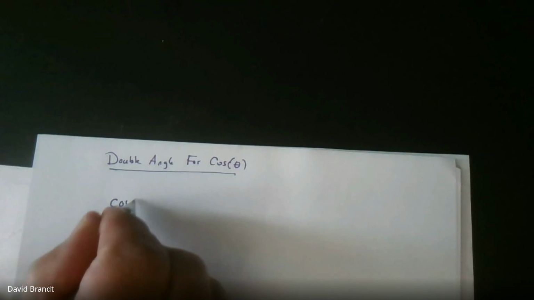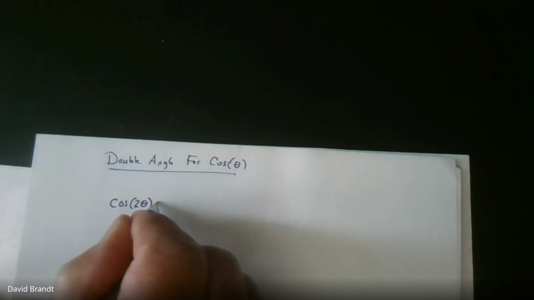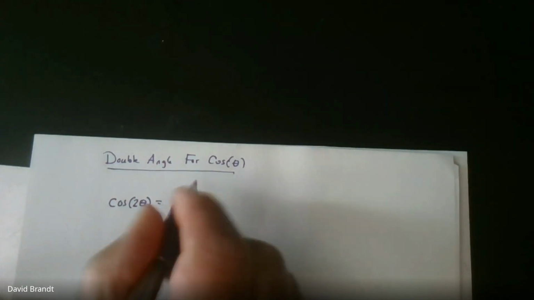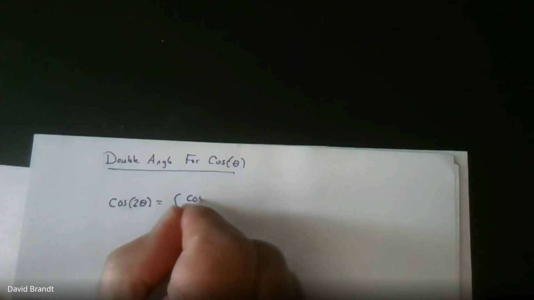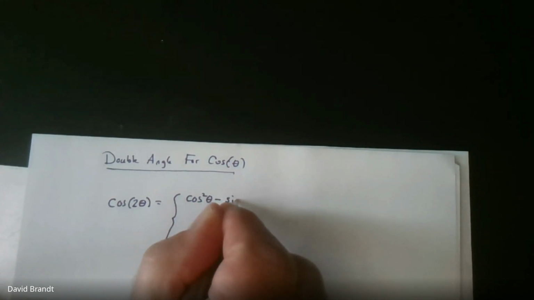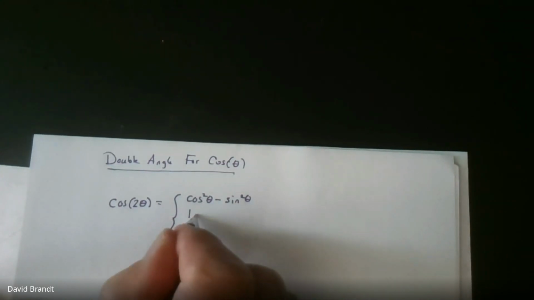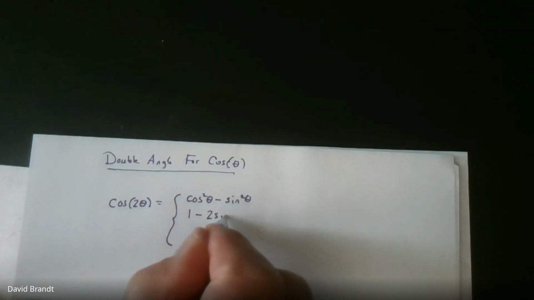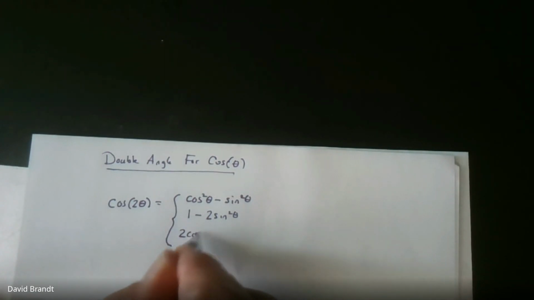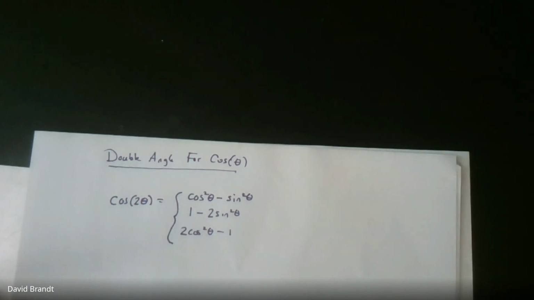All right, there are 3 different versions. So cosine of 2 theta, the double angle. There's 3 different versions, and you can pick whichever one you like best. It's cosine squared theta minus sine squared theta, or 1 minus 2 sine squared theta, or 2 cosine squared theta minus 1. Pick whichever one is most convenient.